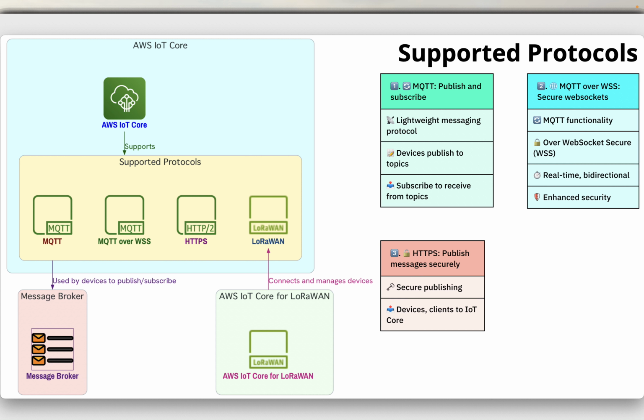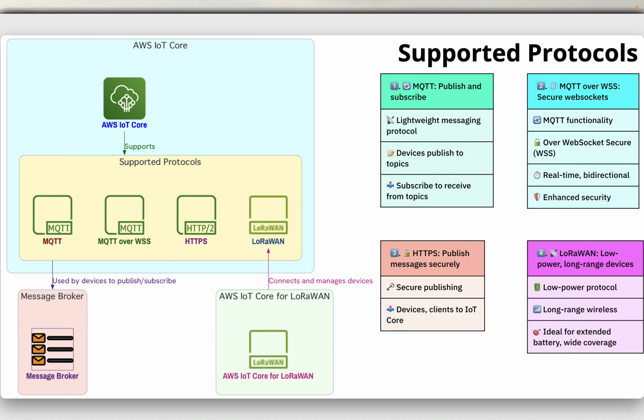Then HTTPS, which is for Hypertext Transfer Protocol Secure, is supported for devices and clients to securely publish messages to AWS IoT Core. Then LoRaWAN, which is for long range wide area network, is a protocol designed for low power, long range wireless devices, ideal for IoT applications that require extended battery life and wide coverage.